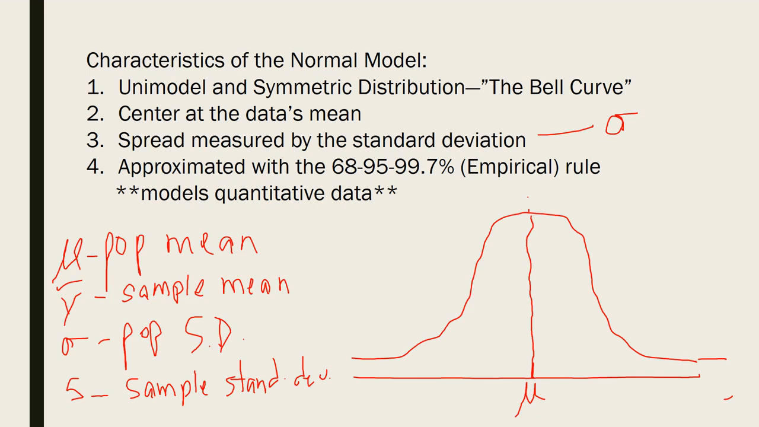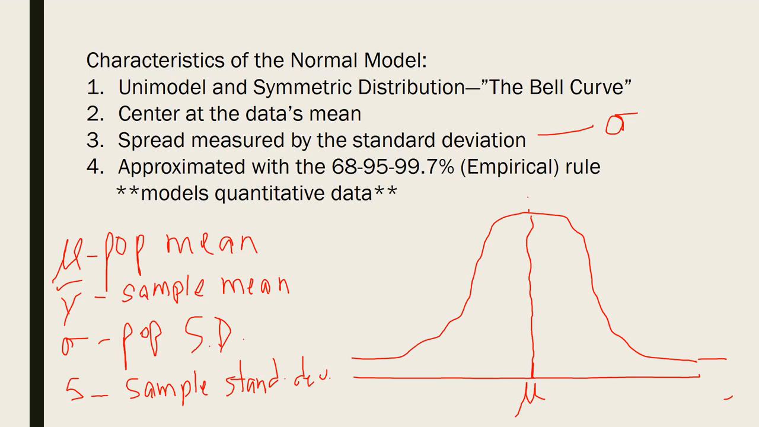The final characteristic. These normal distributions, these normal models, are approximated with the 68, 95, 99.7% rule. And I believe I have a previous lecture video where the woman describes it as an empirical rule. Same thing, though, okay? And what this rule states is that 68% of the data in a distribution is going to be within one standard deviation of the mean.